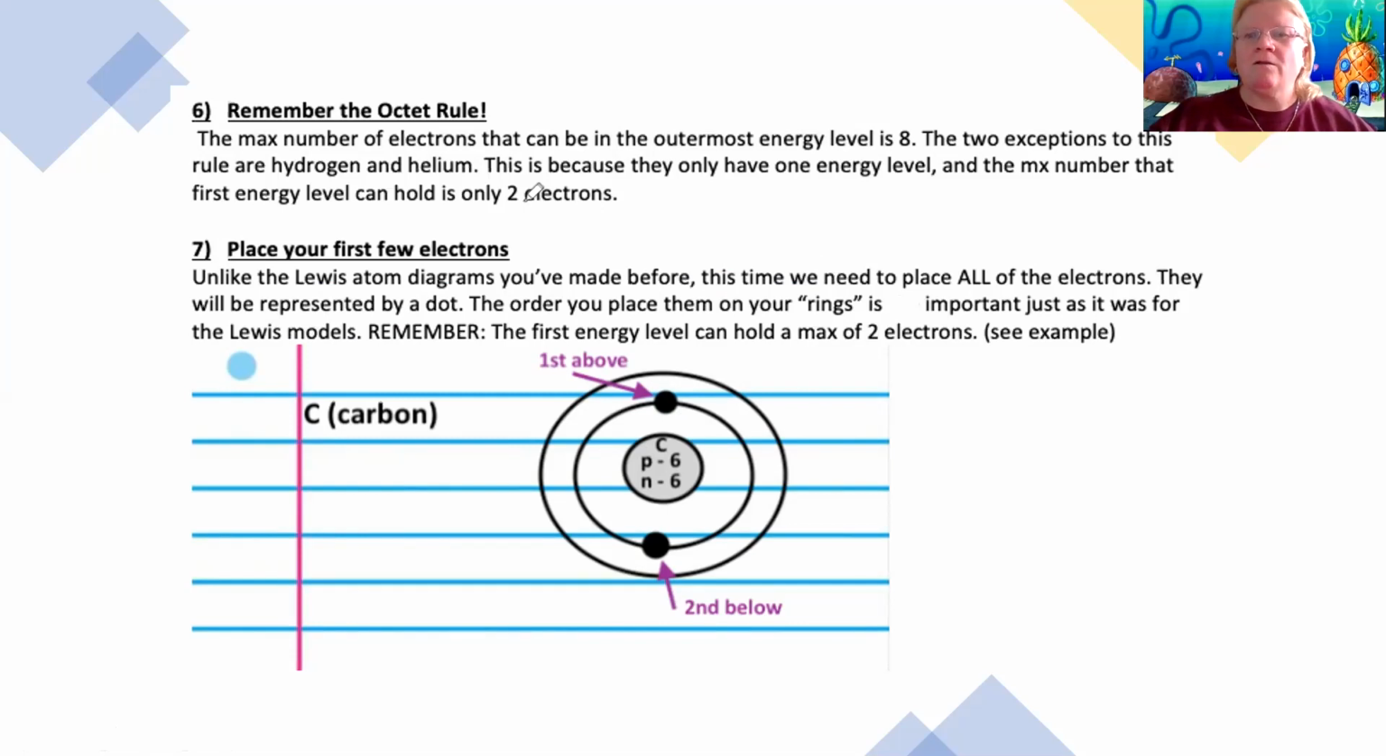We want to do all of the electrons. So not just the ones in the outer energy level, we want all of them. So we're going to start, carbon has a total of 6. We're going to do all 6. Okay, so the first 2, this one goes here, first is above, and the second one goes below. So kind of a new rule for you, up, down, up, down.